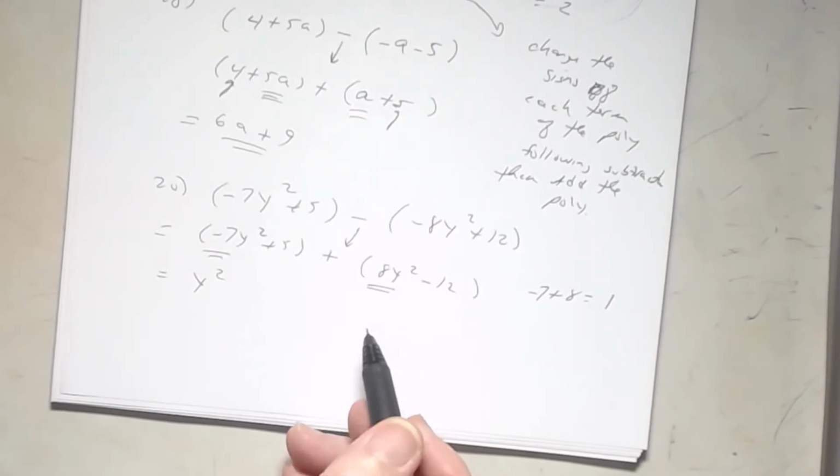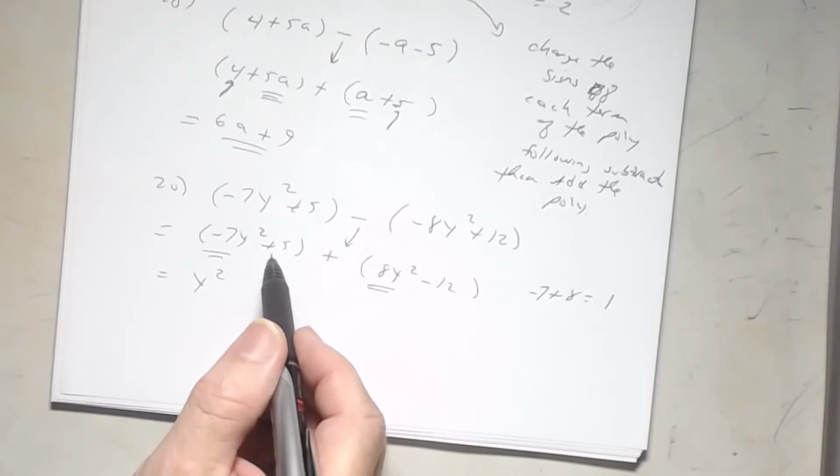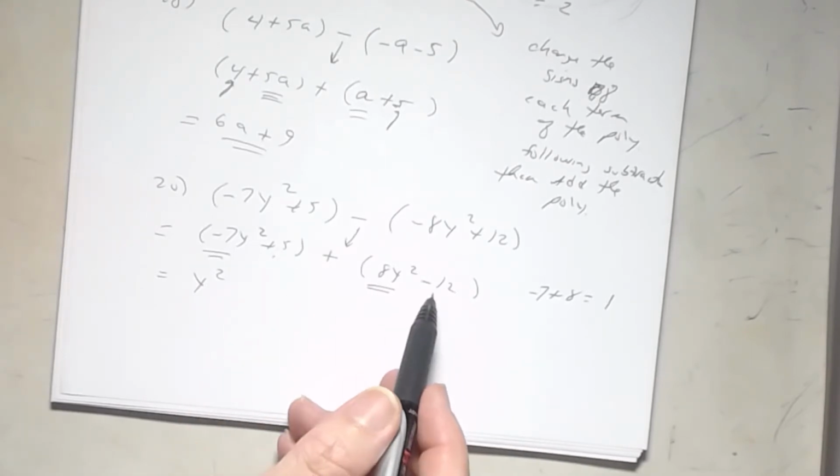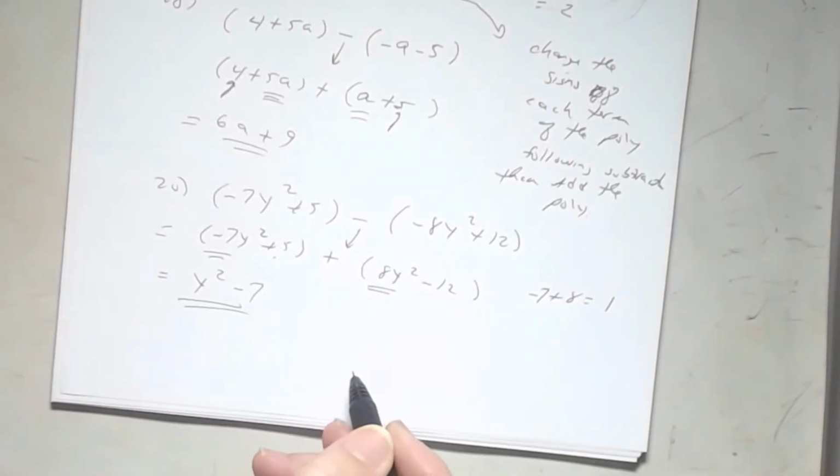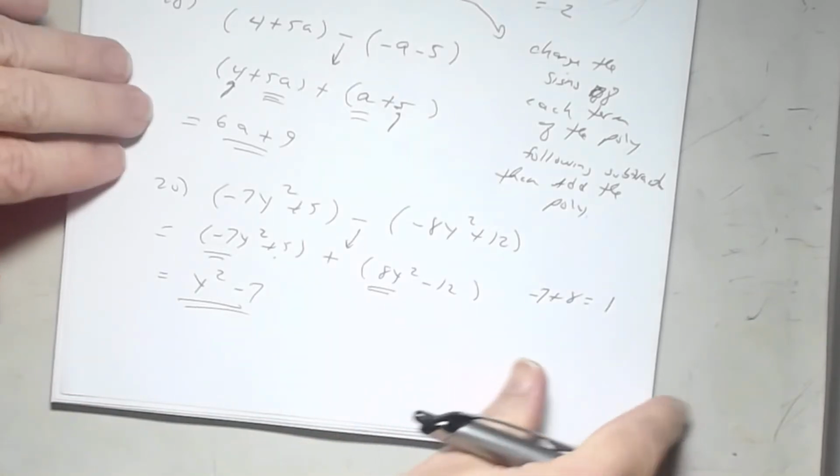And the only thing left seems to be what? But what are those called? The constants. So this constant is a positive 5. This constant is a what? Negative 12. What's 5 and a negative 12? Negative 7. So your answer is y squared minus 7. See, very simple. It's not difficult.